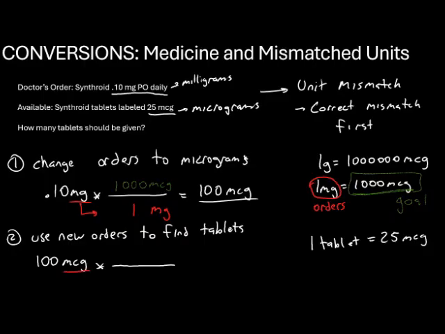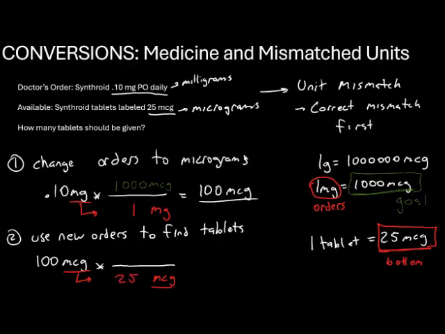Since in this step we're starting with micrograms, we move micrograms to the bottom. Next to micrograms in the piece of information we just wrote, we have the number 25. Since micrograms is on the bottom, that means the 25 must go on the bottom.